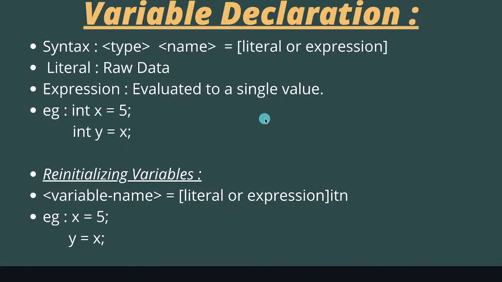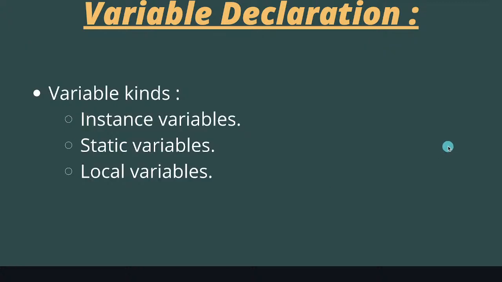Yes, we have discussed what variables are, what the use of a variable is, because we use a variable for storing a value and then we can recall it anywhere in our program. We also saw the difference between literal values and expression values, how we define them, and what reinitializing is. Now, one thing: there are three kinds of variable: instance variable, static variable, local variable.